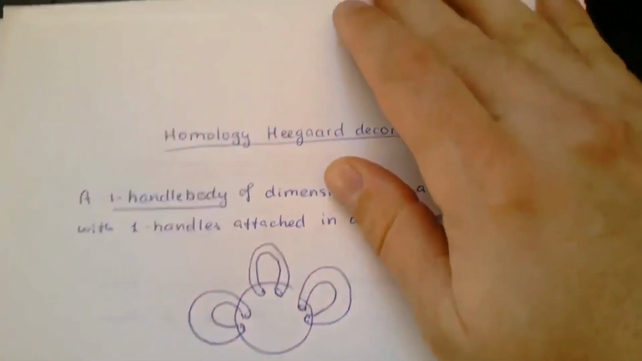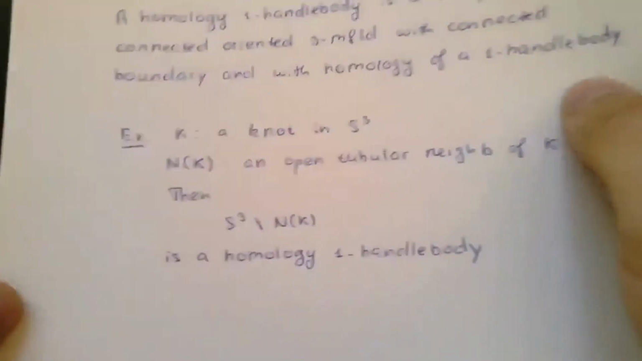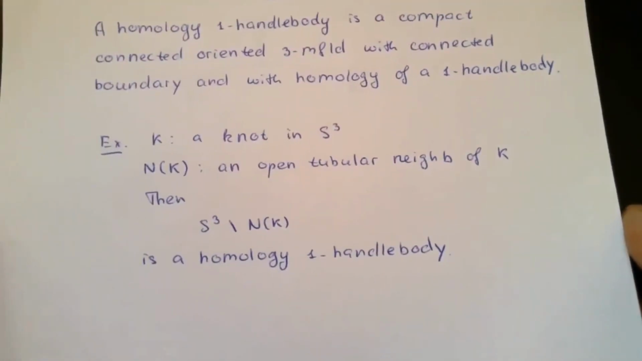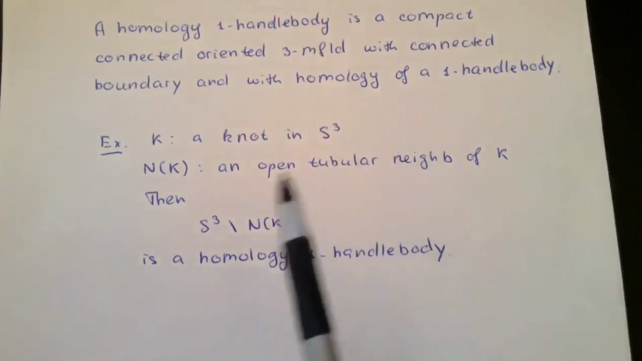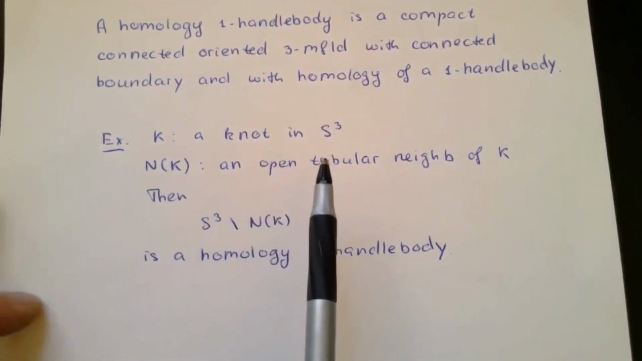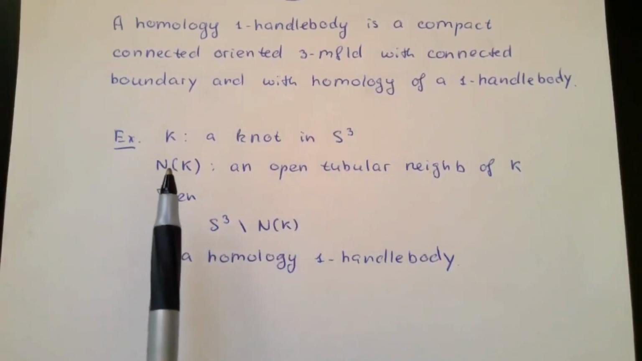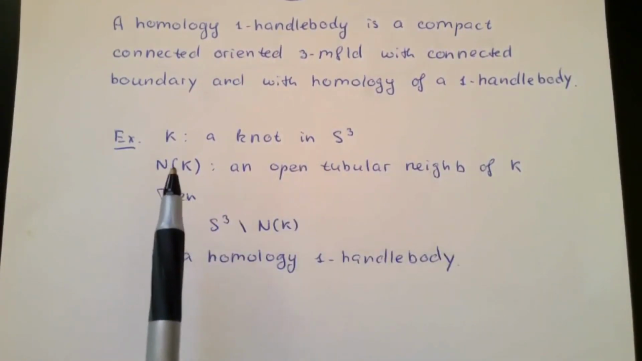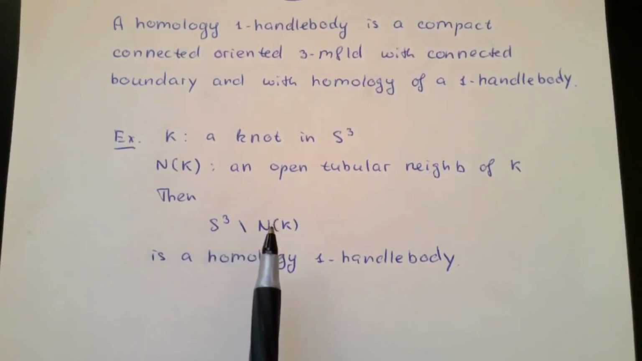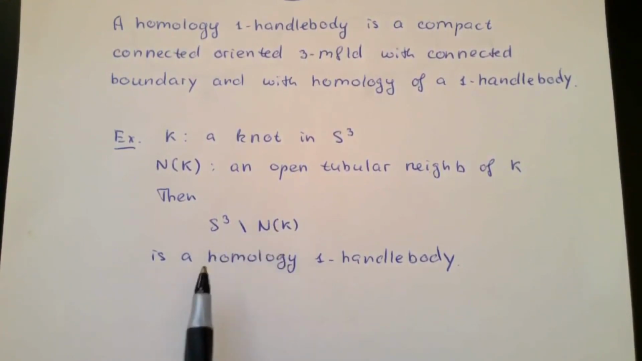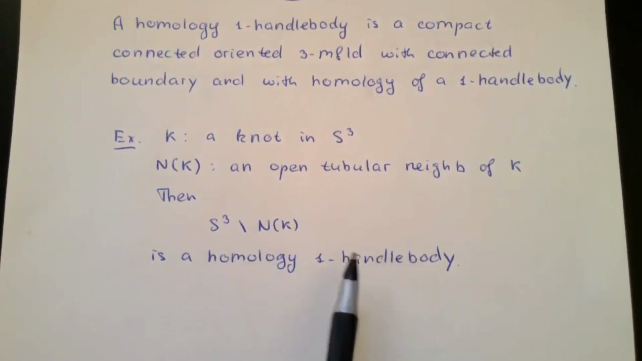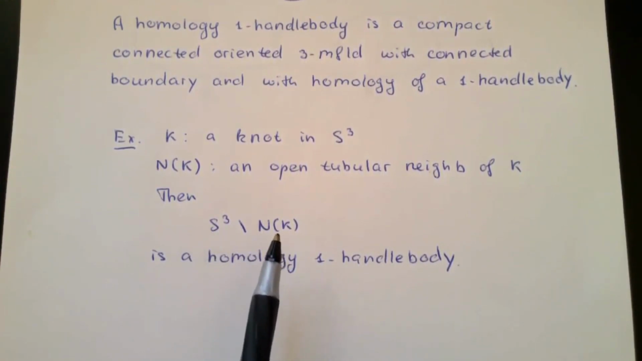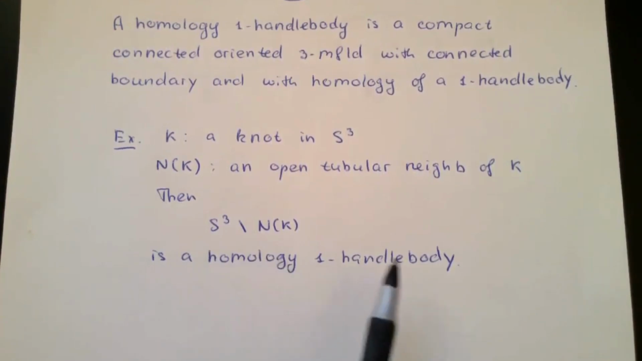Homology one-handle bodies appear very naturally in three-dimensional topology. For example, suppose that K is a knot in S3. Let N(K) be an open tubular neighborhood of K. So this is, so to say, an open thickening of the knot K. Then the complement of this open thickening of K is a homology one-handle body. This may not actually be a one-handle body, but it is a homology one-handle body.